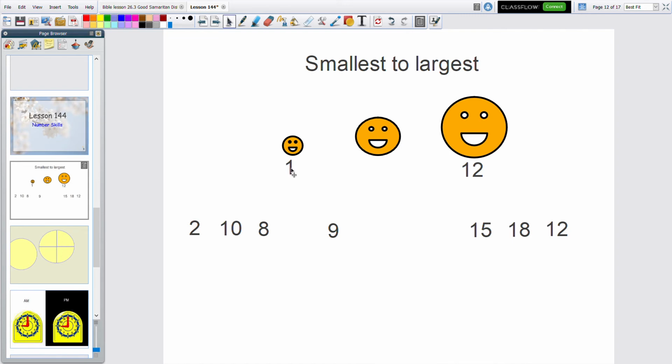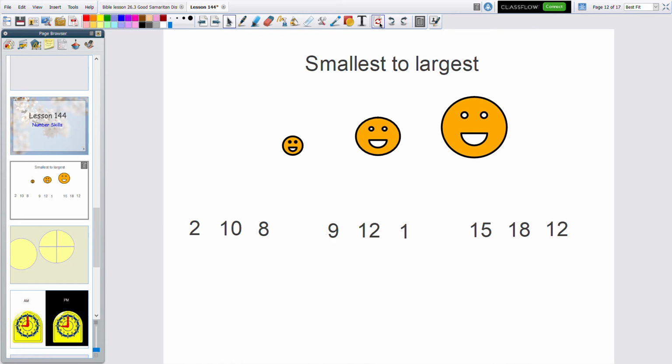So now we have the 1 in the beginning, 12 here. So this one would have to be in the middle. Let's see if it works. 1, 2, 3, 4, 5, 6, 7, 8, 9, 10, 11, 12. They are in order, smallest to biggest.